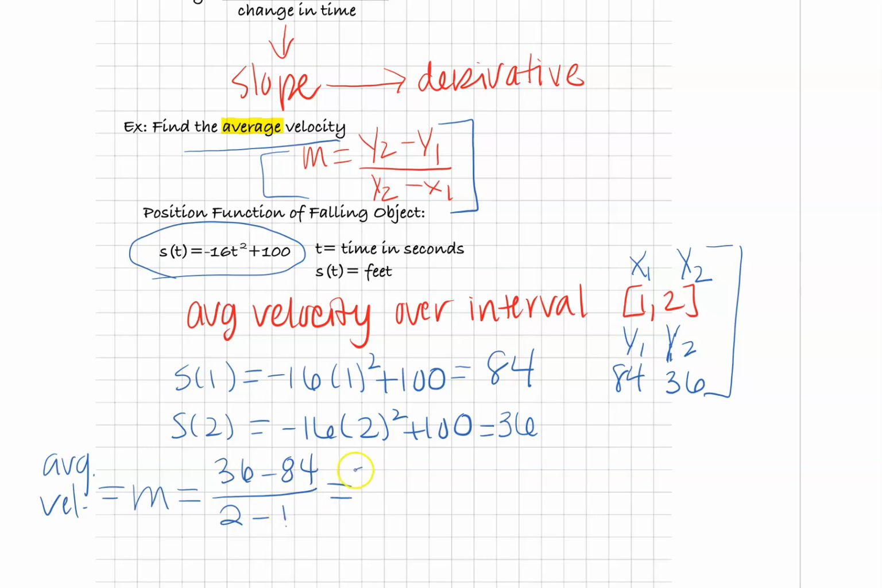36 minus 84 would give me negative 48 over 1. And this is feet per second because that was distance over time. And so that means, what is the average velocity between 1 and 2 seconds? That would be negative 48 feet per second. And so when you're doing average velocity, that's just going to be slope between 2 points.